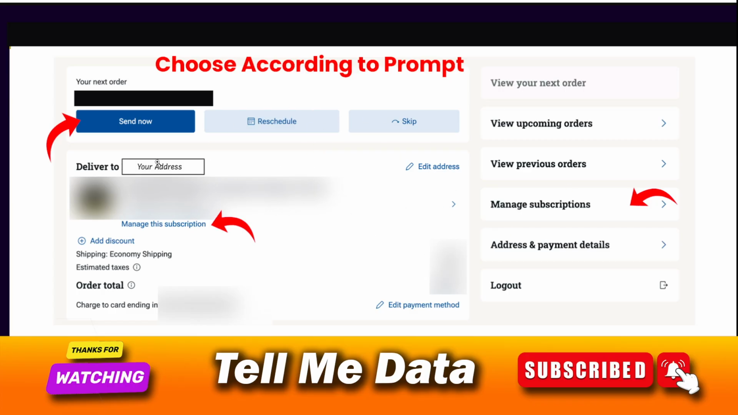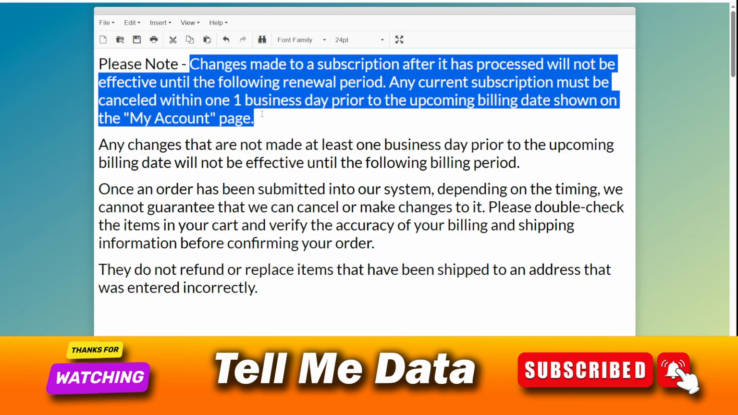They can also assist with any changes you would like to make to your subscriptions if you provide instructions for them. Please note, changes made to a subscription after it has processed will not be effective until the following renewal period. Any current subscription must be canceled at least one business day prior to the upcoming billing date shown on the My Account page. Any changes that are not made at least one business day prior to the upcoming billing date will not be effective until the following billing period.